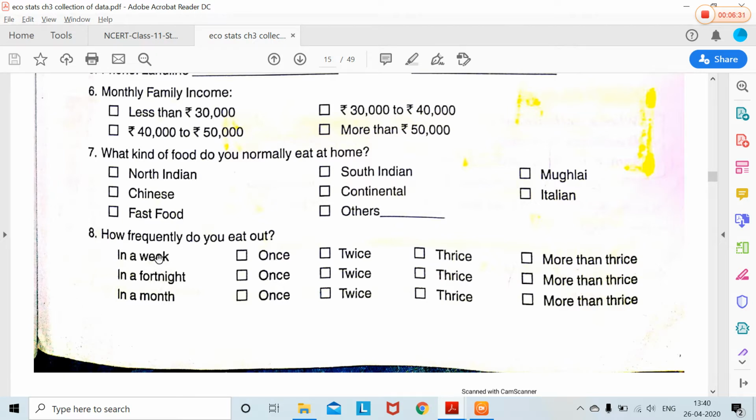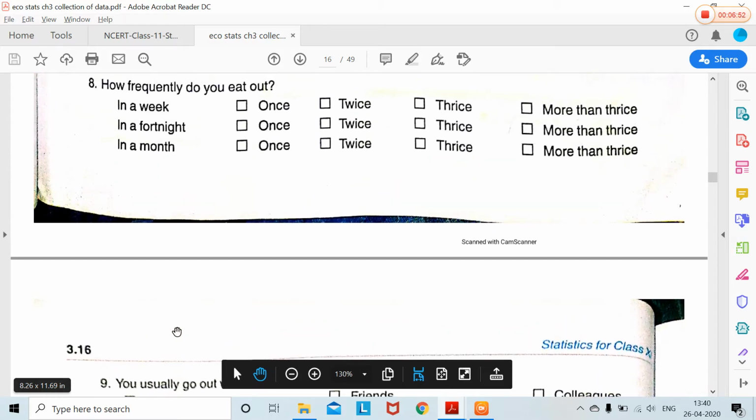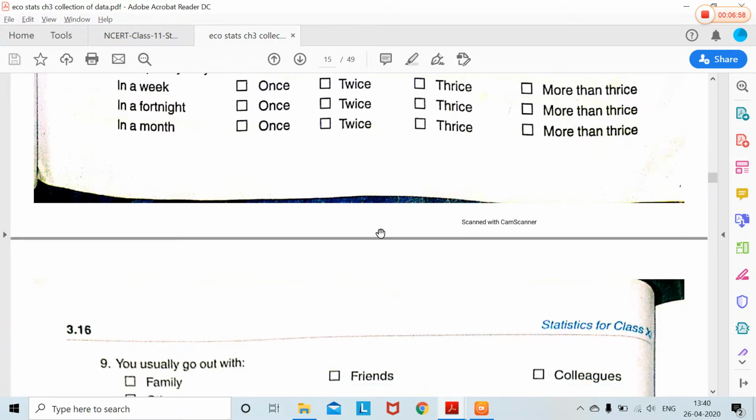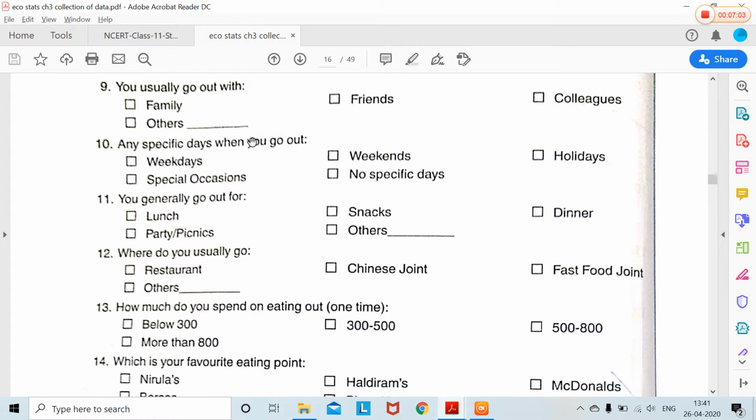The first question, there are three parts to this question. In a week, how frequently? Once, twice, thrice, or more than thrice. In a fortnight, means in 15 days, how frequently do you move out? In a month, how frequently do you move out? So for all the three questions, you will be choosing one option out of the four options given here. More than three includes everything. Like if you go out four times in a week or six times in a week, you will be taking more than thrice.